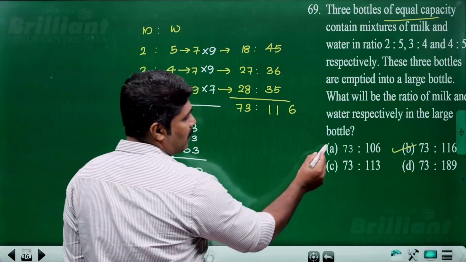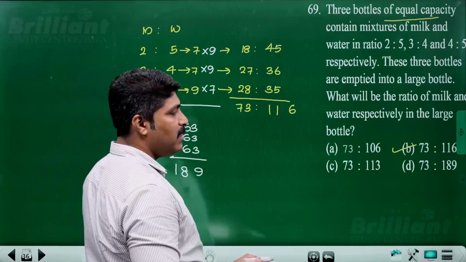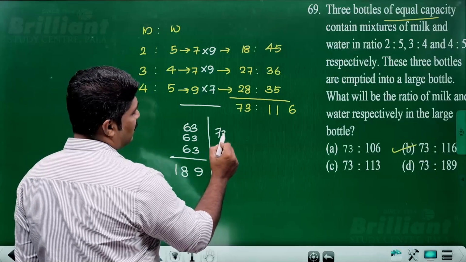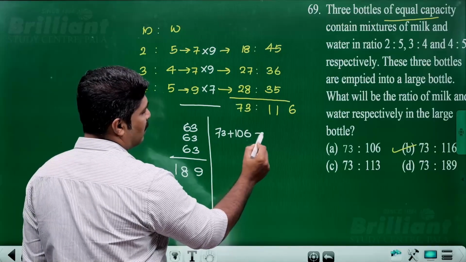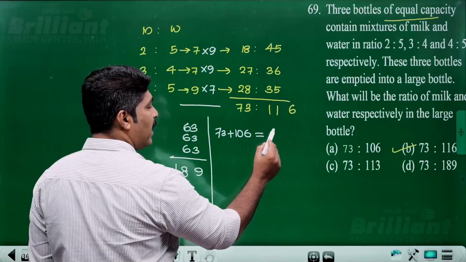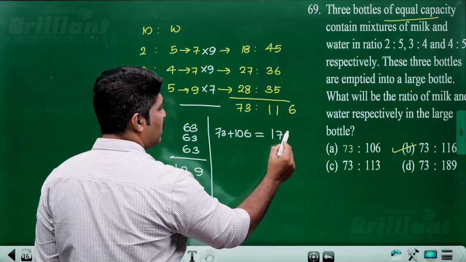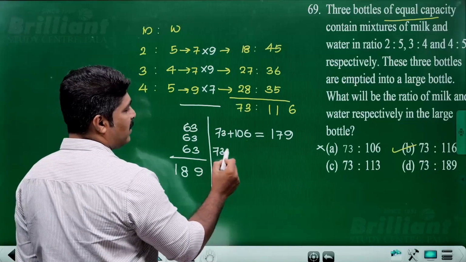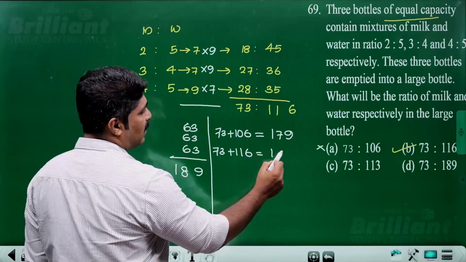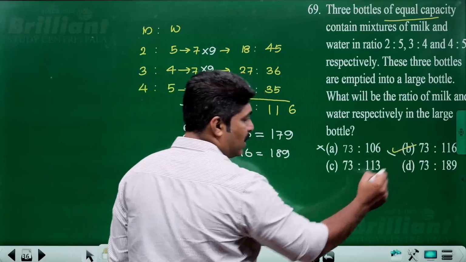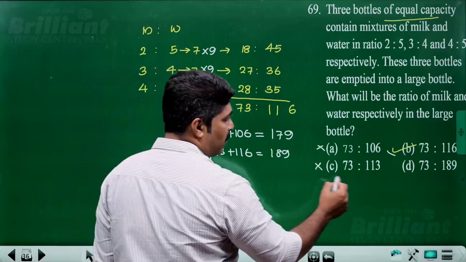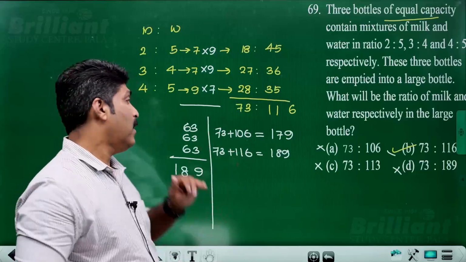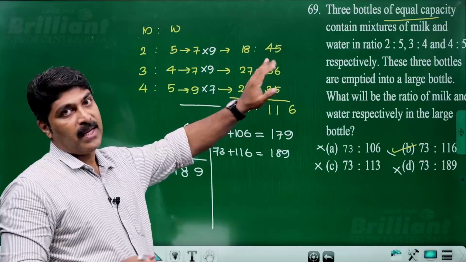Suppose we are considering the first option, 73 and 106. So there the ratio values, it will become 73 plus 106, that is equal to 179. Not 189. Therefore, this is not the answer. Second, 73 plus 116. Yeah, that is 189. There is a chance. And 73 plus 113 is also not 189. That trick is also applicable instead of this kind of conversions.